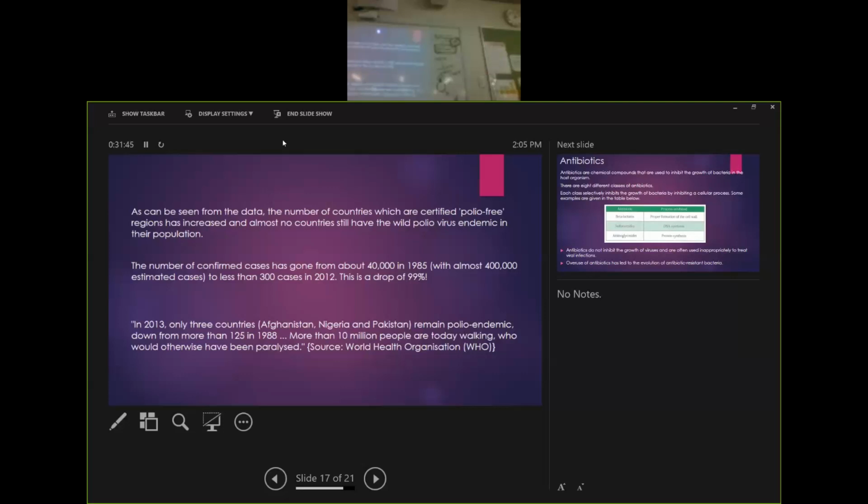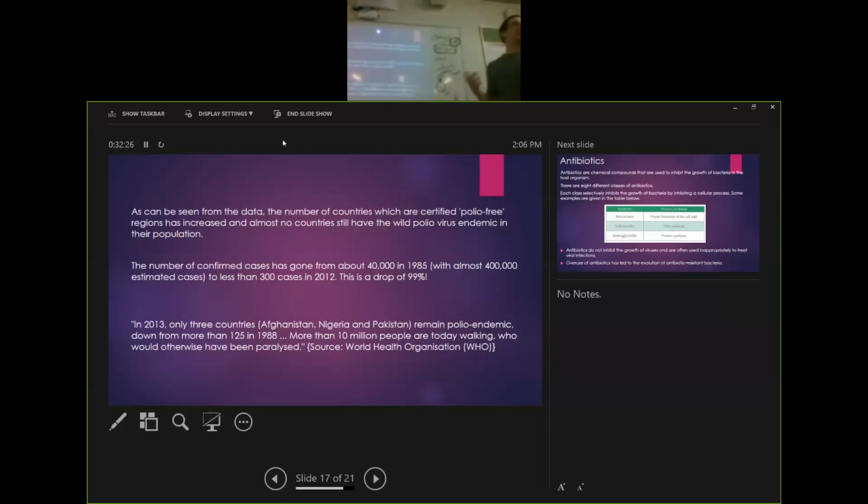And so we went from 400,000 estimated cases to less than 300 cases. So about a 99% decrease over those 30 years or so. In 2013, really only 3 countries, Afghanistan, Nigeria, and Pakistan, were polio endemic, which means it's pretty widespread in those countries. But 3, down from more than 125. About 10 million people are walking today who would have been paralyzed if we didn't have that vaccine available. So we've made incredible strides just through the use of vaccines.